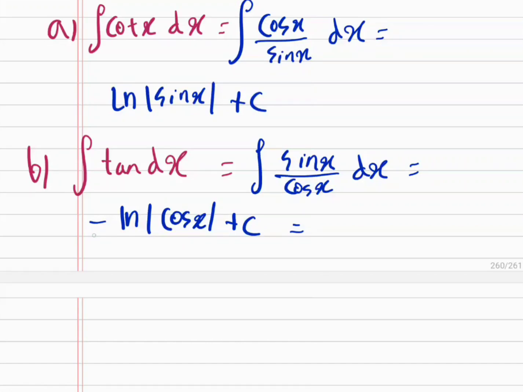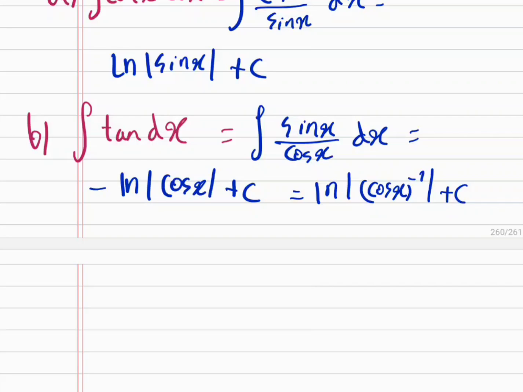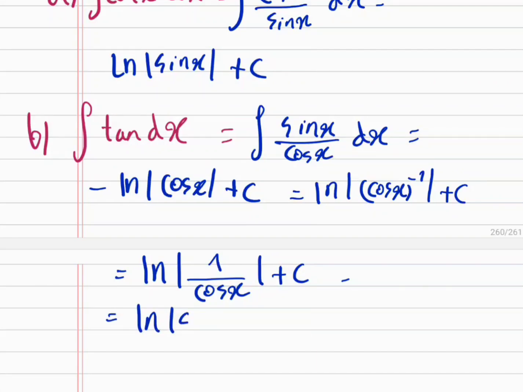The key here is this negative, because if we do ln of cos x to the power of minus 1, plus c, then this is just a property of logs in general. That is equal to ln of 1 over cos x, and this is the same as ln of sec x plus c. And that's exactly what we wanted to show here.